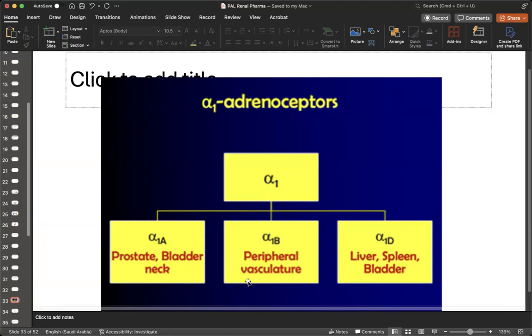Just think about it. You're antagonizing the peripheral vasculature. That's going to lead to vasodilation. Vasodilation might lead to hypotension and also lead to orthostatic hypotension, which means that when you stand from a seated or laying down position, you feel hypotensive and dizzy. Okay. So non-selective alpha adrenergic antagonists are going to antagonize this as well and lead to dizziness and hypotension.